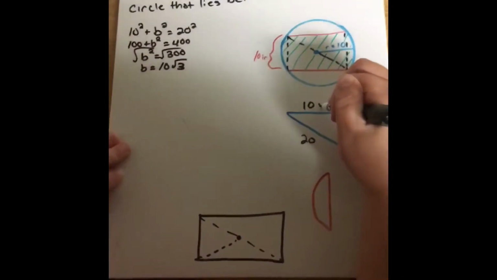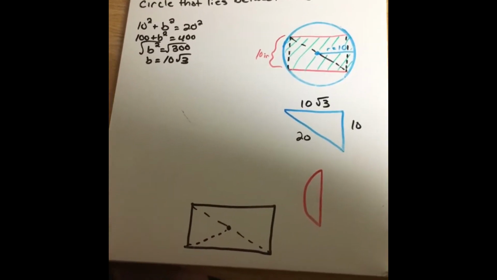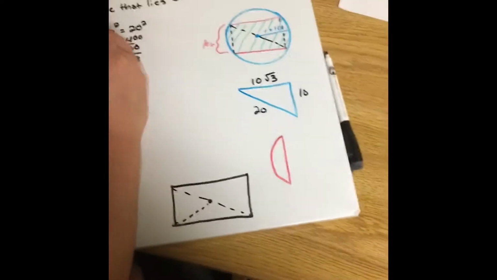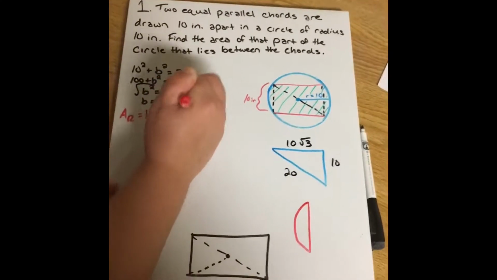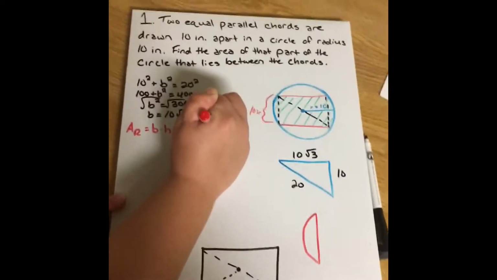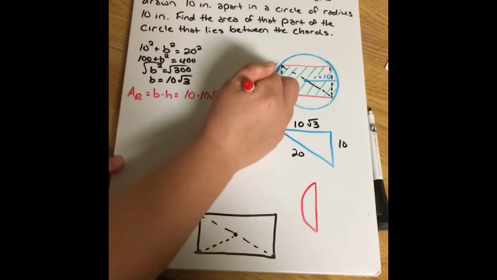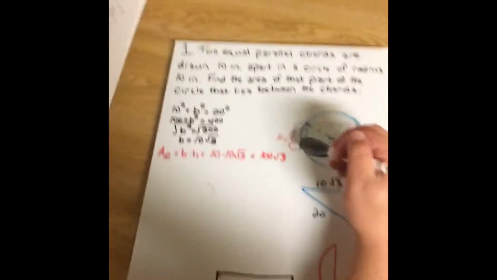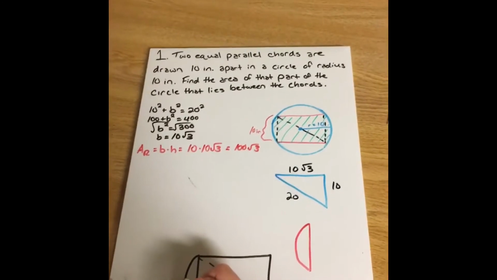So here we have 10 root 3, and we know that the area of a rectangle is just base times height. So we can do the area, I'll use r for rectangle. So the area would be 10 times 10 root 3, which equals 100 root 3. Now, what we have to do is we have to find the area of this sector. So what I did was I pulled out this rectangle and I divided it like this.